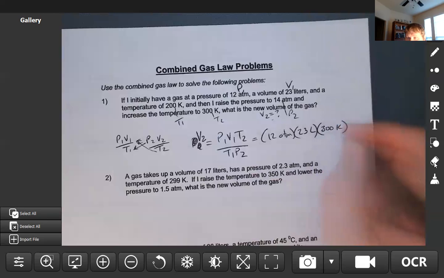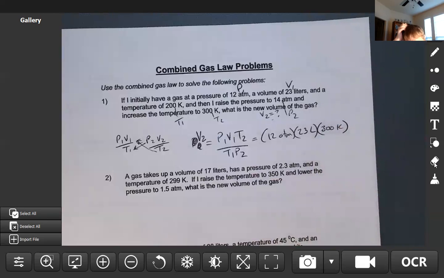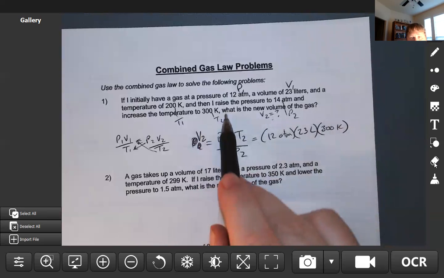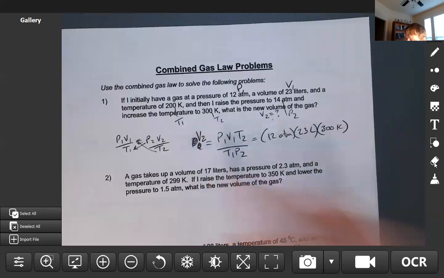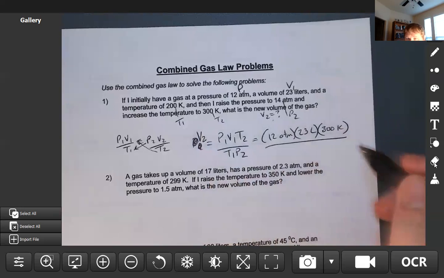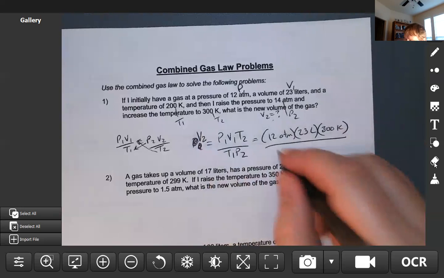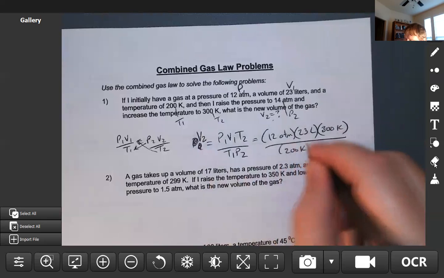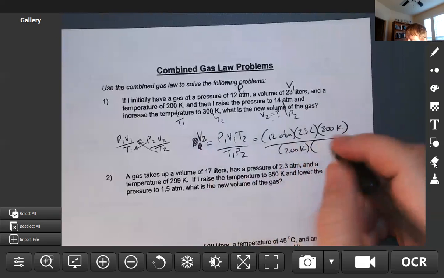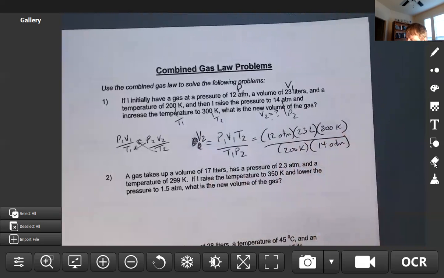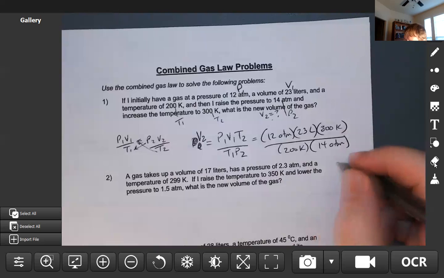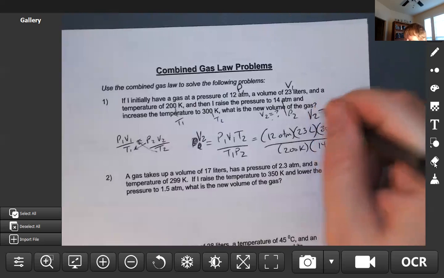That's why I'm not going to use the word important, but I think it's very helpful that when you read these word problems, you do some labeling. Because if you can have some faith in your labeling the first time you go through it, then when you start substitution here, it's a lot less stressful. Your T1 is 200 Kelvin. And P2 is 14. And that's it. We just need to simplify now, and we'll get a V2.